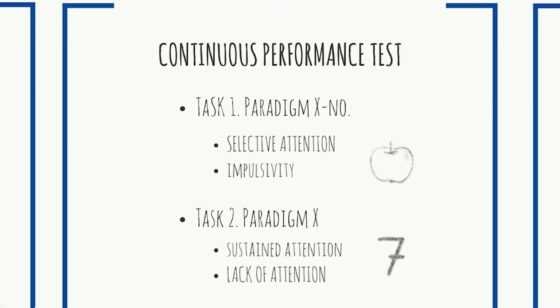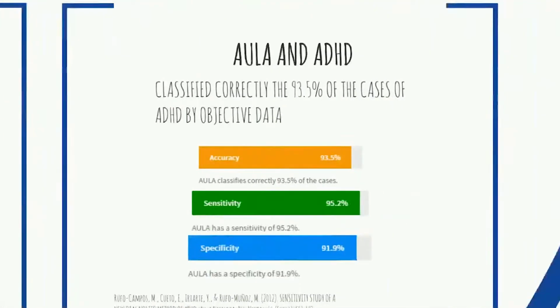Aula correctly identifies 93.5% of attention deficit hyperactivity disorder cases, providing objective data for the diagnosis of this pathology. However, you can also use Aula to get qualitative data for the evaluation of any child, being able to see the differences between the basic attention processes, differences in processing, and the evaluation of pharmacological or cognitive behavior.